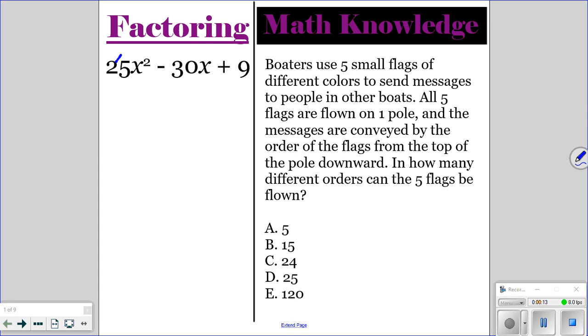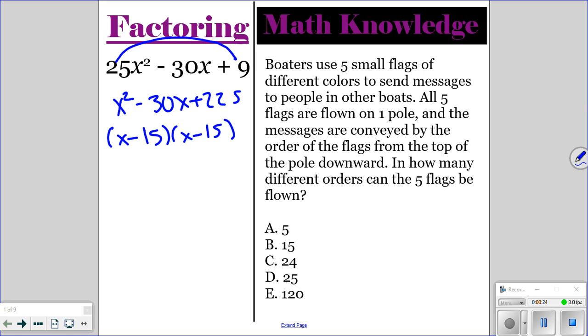So remove the 25 by multiplying it by the 9, and that's going to give you x squared minus 30x plus 225. From there, you're going to factor x minus 15, x minus 15. Then you're going to replace the 25 in front of your x, inside of your parentheses. And then you're going to reduce.